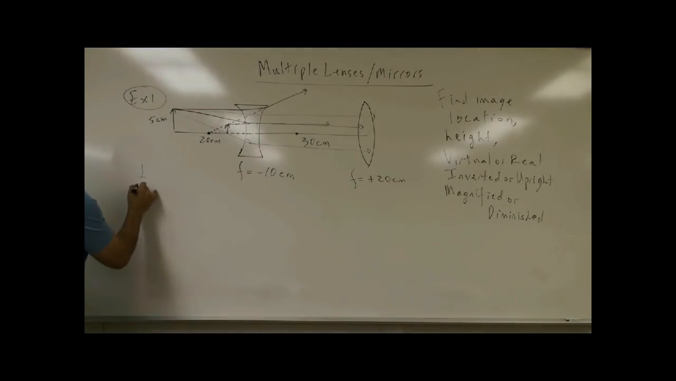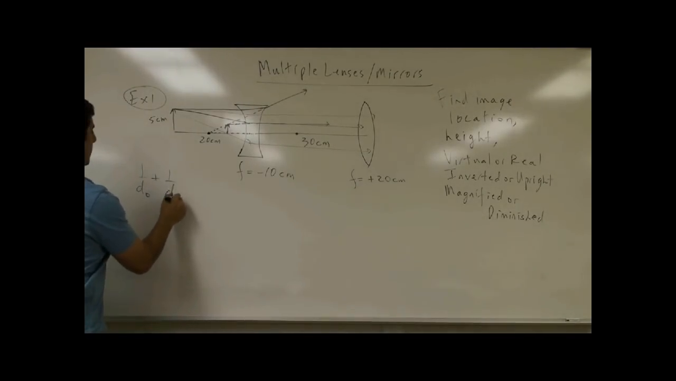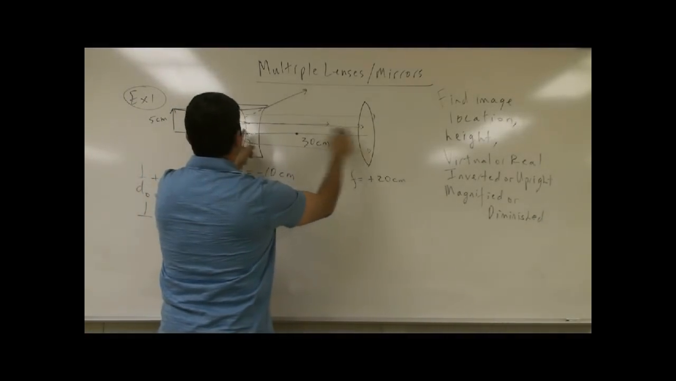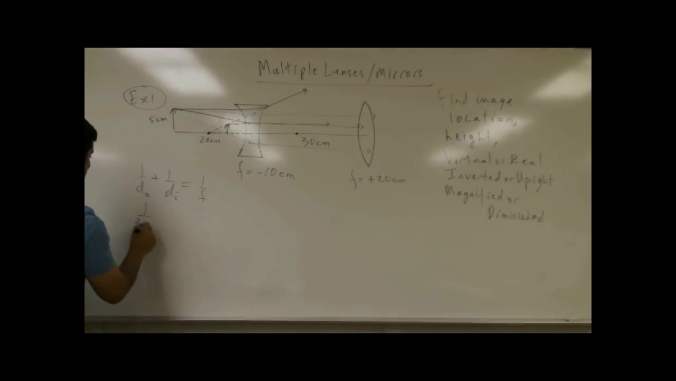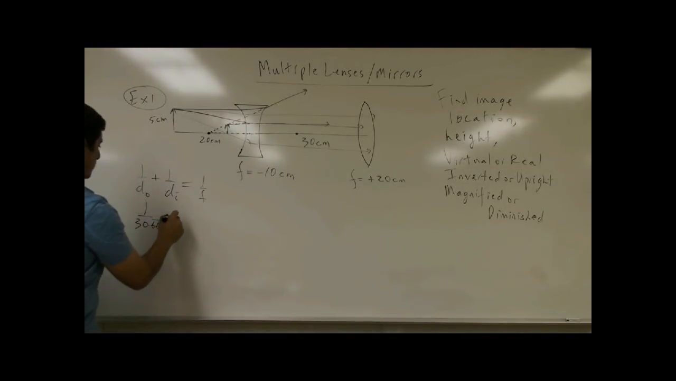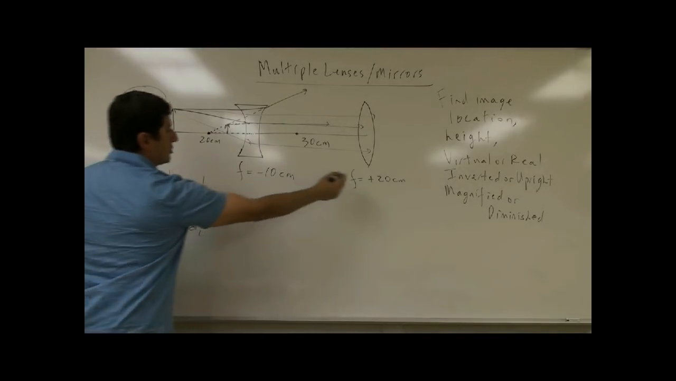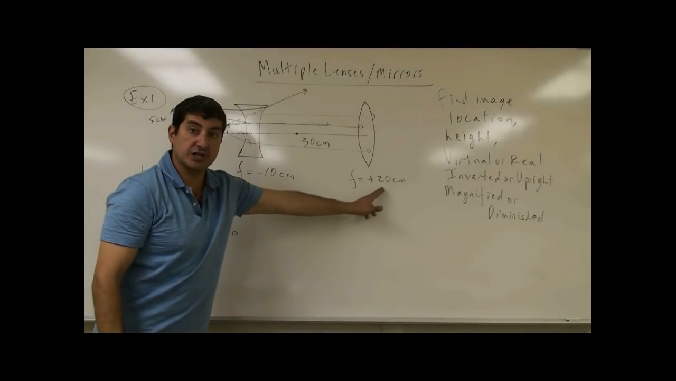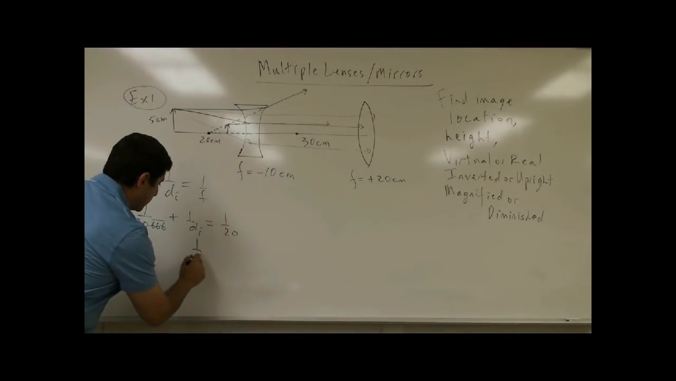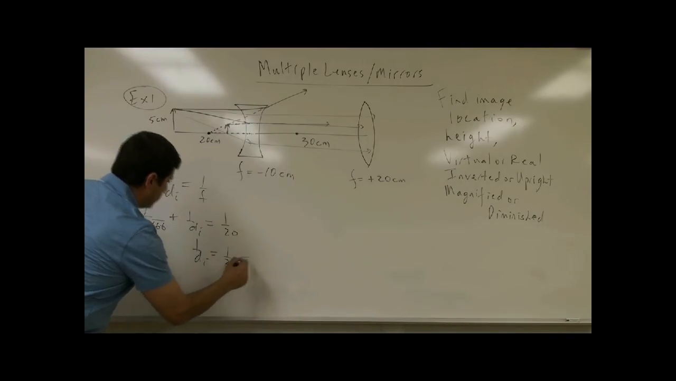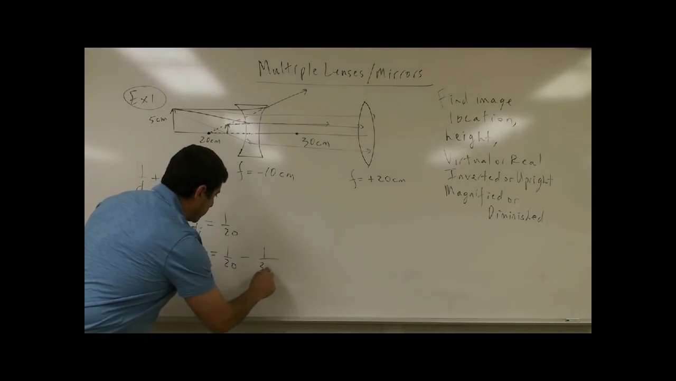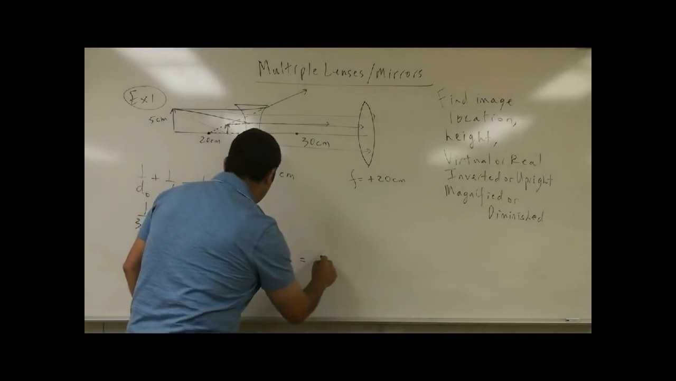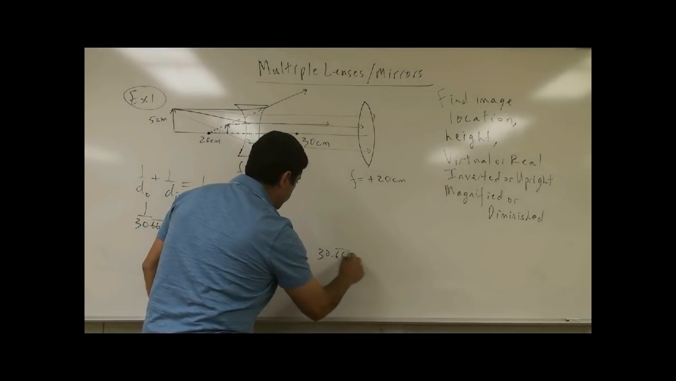So you have 1/do plus 1/di is equal to 1/f. What's do? That's going to be 30 and then 6.66, so 30.666 repeating. 1/di, and then this is going to be 1/20, because this is now a converging lens, so it's +20. So 1/di is equal to 1/20 minus 1/30.666.